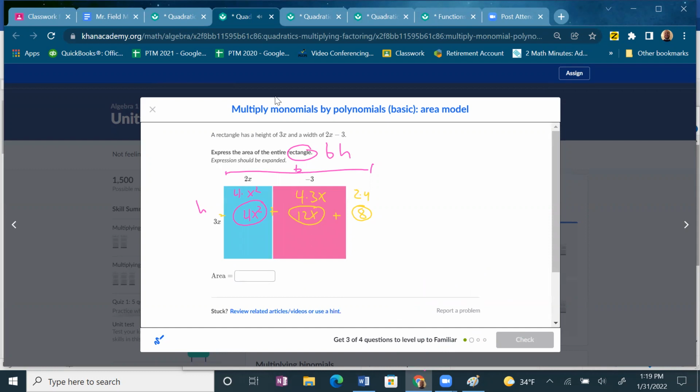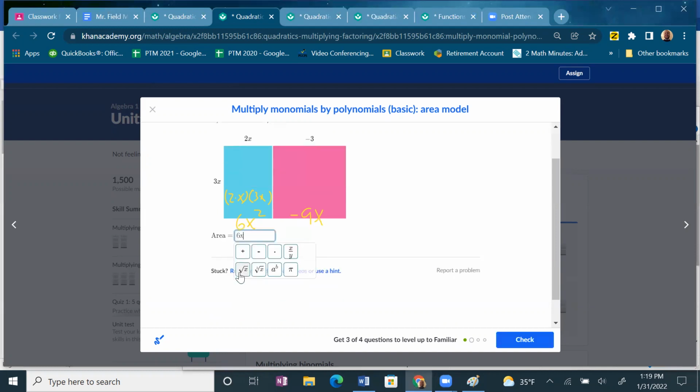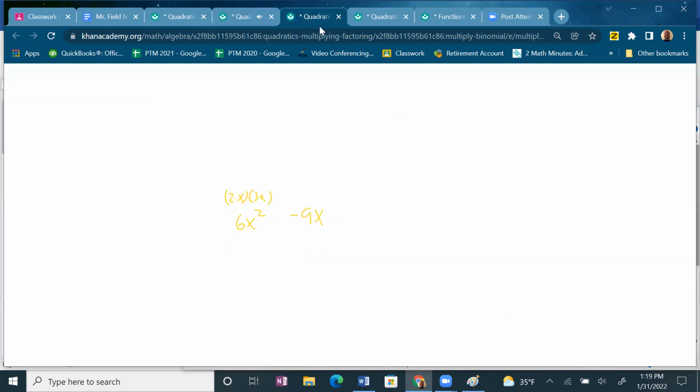Now this one, I'm not going to do the whole one, but I do want to just say that when we do 2x and 3x, multiply those together. I didn't need to write the dot. What is 2x times 3x? It is 6x squared, because x times x is x squared. And this one would be negative 9x. All right, let's just do that. 6x squared minus 9x. Okay. Moving on.